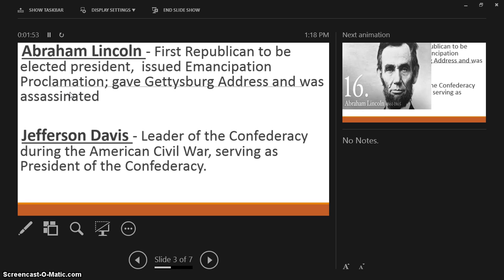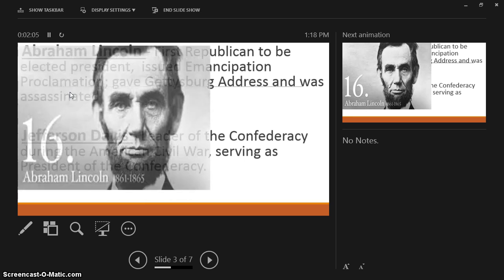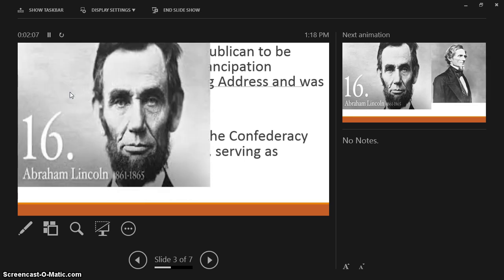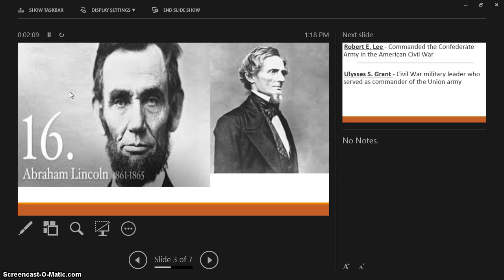Then you have Jefferson Davis, the leader of the Confederacy. So he's the president of the Confederacy, all the southern states that left. Lincoln, head of the North. Right here we have the presidents, Lincoln and Davis.